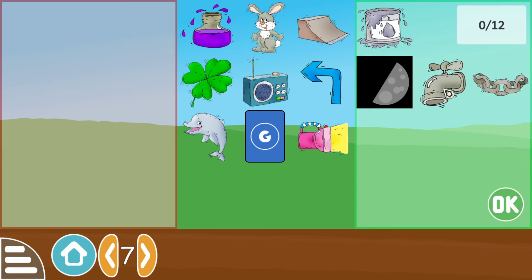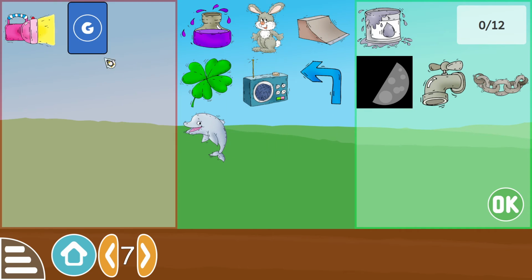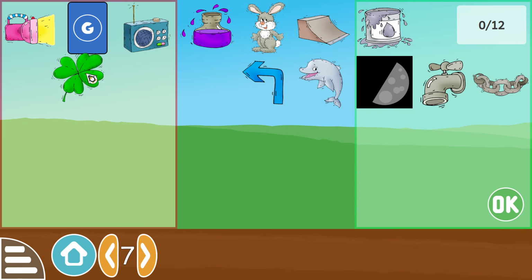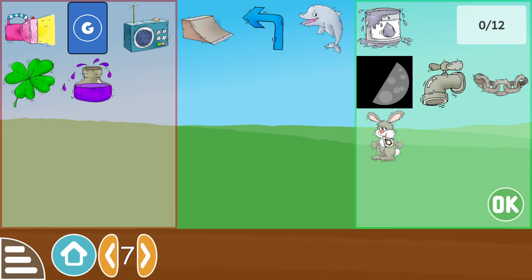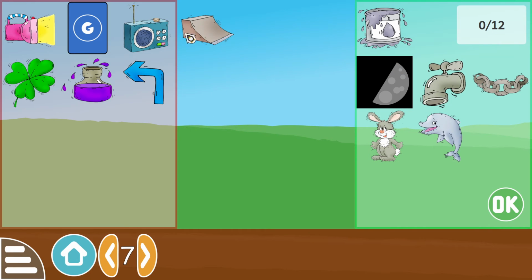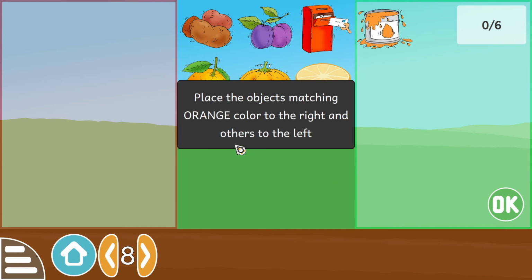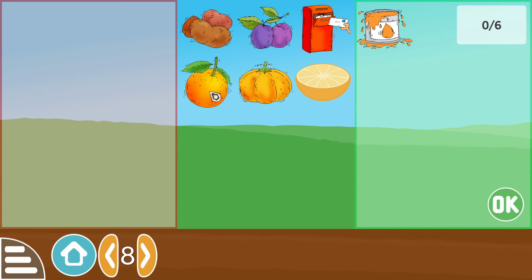So I've got a tap or a faucet and a chain. Certainly not a flashlight or a card. The radio, 4-leaf clover, ink. If the rabbit wasn't white, it should be grey. The dolphin, the grey sign, and it looks to be a skateboard ramp. The orange to the right and the others to the left.